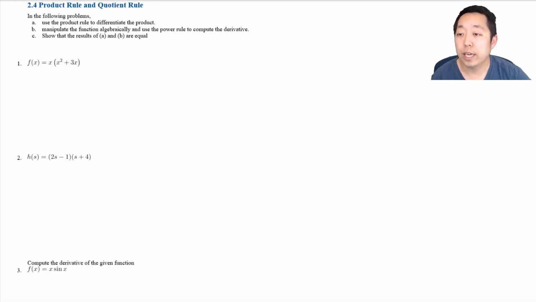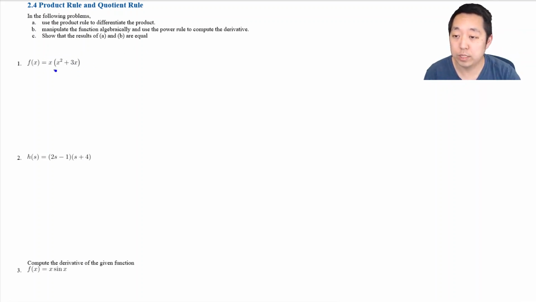So now we're going to be looking at some other rules, namely product rule and quotient rule in some of these problems here. So for the first couple, it says, in these following problems, use the product rule to differentiate the product and manipulate the function algebraically and use the power rule to compute the derivative and then compare the two. So first I'm going to do product rule for these.